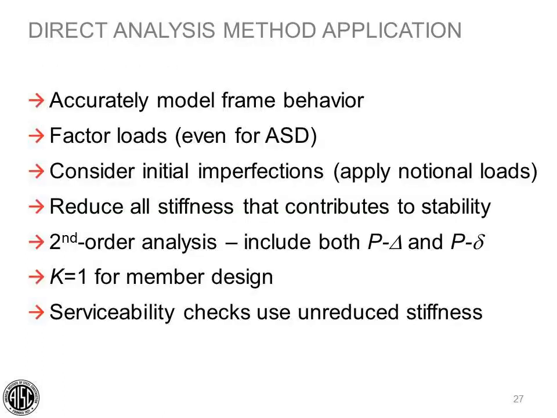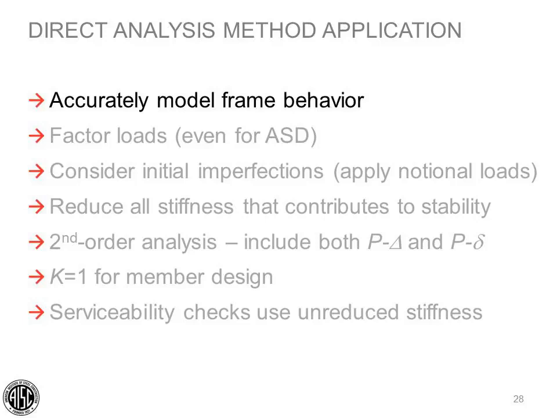Here's a brief summary of the steps for applying the direct analysis method. We'll get into the specifics of each of these steps and then we'll look at some examples. First, we need to accurately model the frame behavior. We need to factor all loads, even for ASD. We need to consider initial frame imperfections, usually by the application of notional loads. We need to reduce all stiffness that contributes to stability of the system. Then we need to conduct a second order analysis that captures both the P big delta and P little delta effects. And then we use K equals 1 for all member design. When doing serviceability checks, though, we will use the nominal frame stiffness instead of the reduced stiffness.